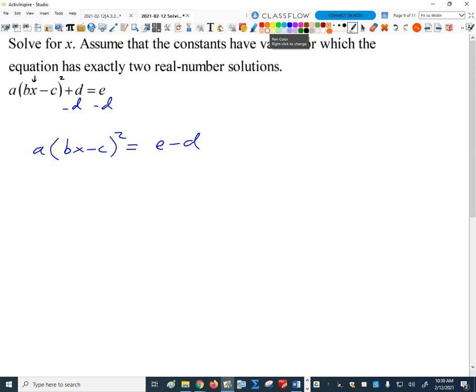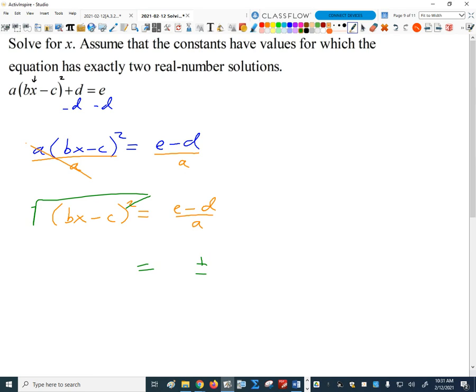Good. Divide by a. Okay, we divide each side through by a, and we get that. So now we have the quantity bx minus c squared equals e minus d over a. Now what? Square root. Okay, good. Square root both sides, which means I have to include a plus or minus, right?